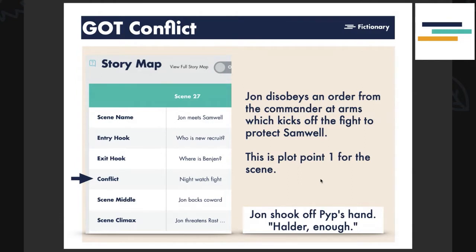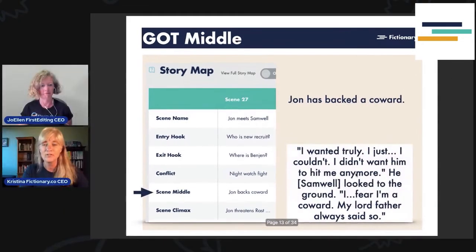He can't return from that. He said it. He shoved his friend's hand off his shoulder, and he stepped in between Halder and poor Samuel, and he's going to stick up for him. So he's at the point of no return. And brilliantly used by Martin. So the scene middle, as it turns out, John is back to coward.